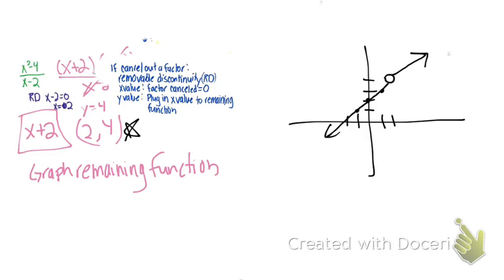So that's what's going to happen if you cancel out a factor. So anytime you cancel out a factor, okay, that creates a hole in your graph. And all you do is you graph the remaining function with that hole in it.